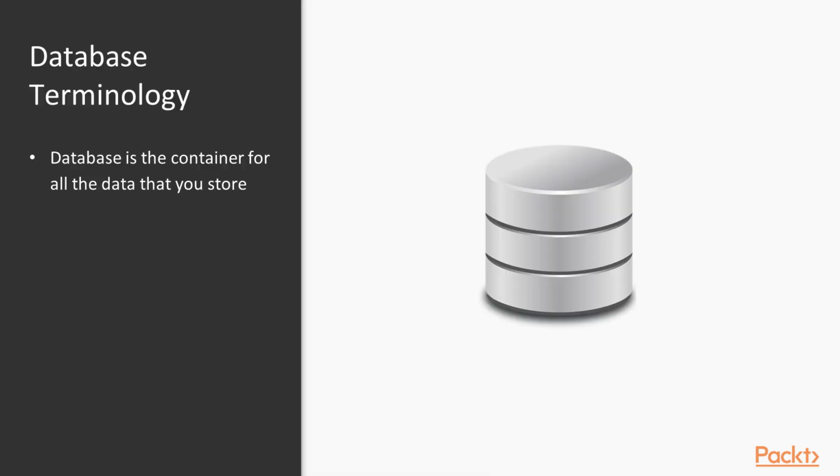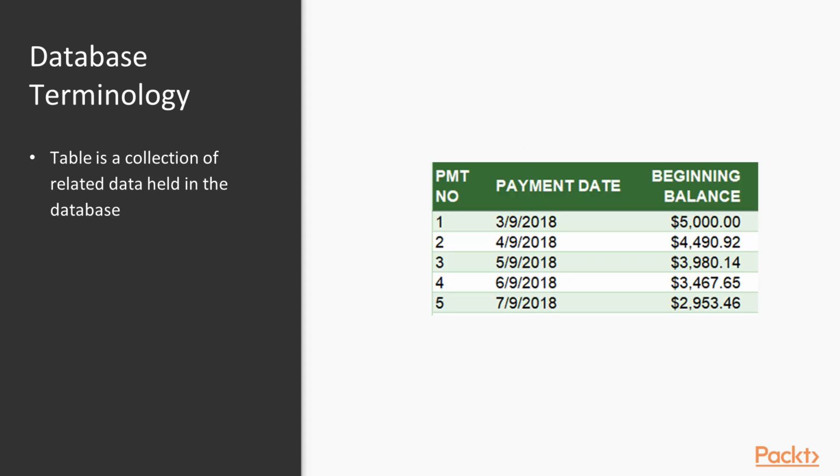A database is the container for all the data that you store. A database is an organized collection of data. A relational database, more restrictively, is a collection of schemas, tables, queries, reports, views, and other elements. A table is a collection of related data held in the database. Let's take a look at this table. There are index numbers, payment dates, and beginning balance columns, and there are 5 rows which store the data.